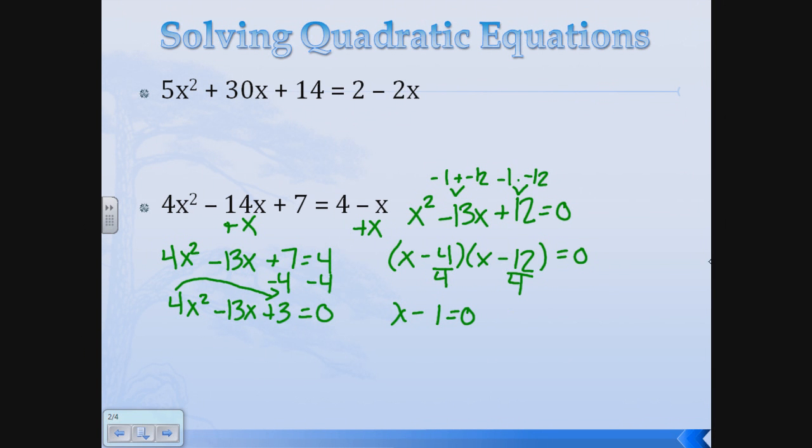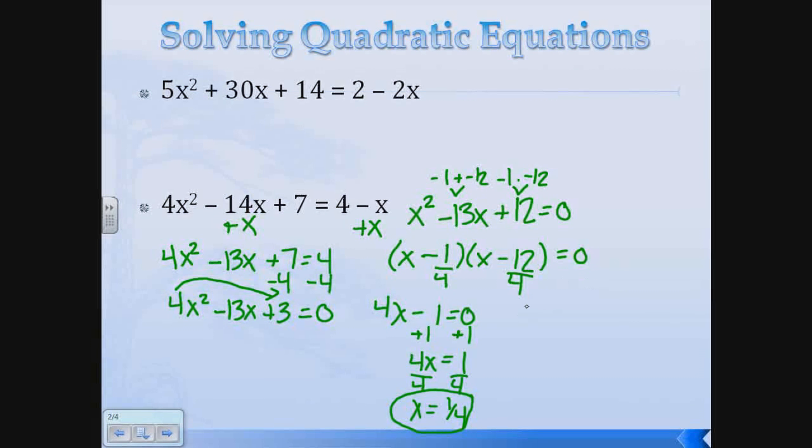Oh, let's go back up here. This isn't 4, that should be x minus 1. So we get 4x minus 1 equals 0. Add 1. 4x equals 1. Divide by 4, and x equals 1/4.